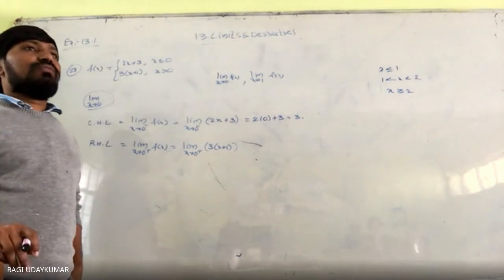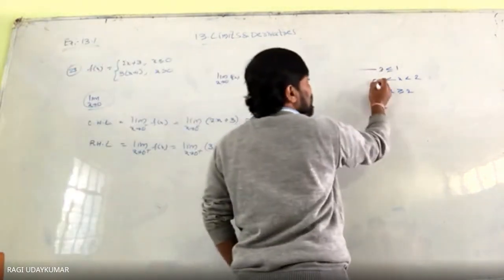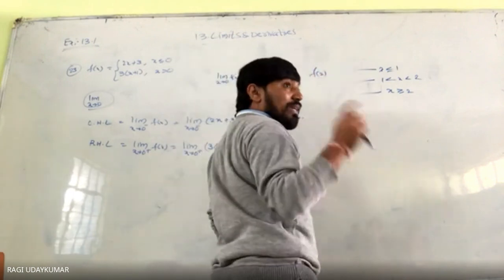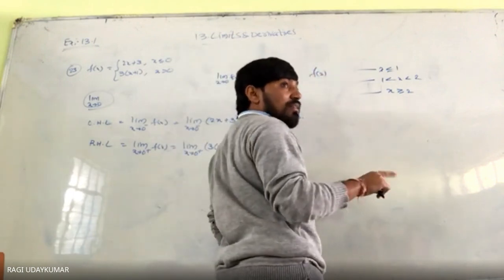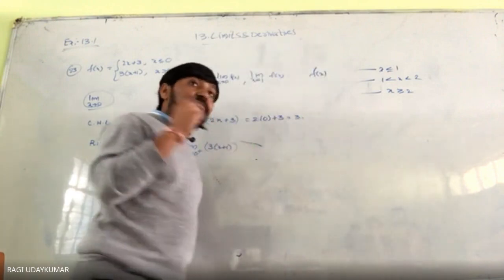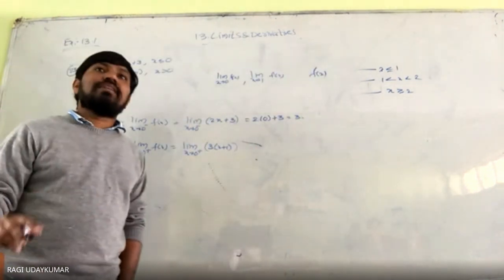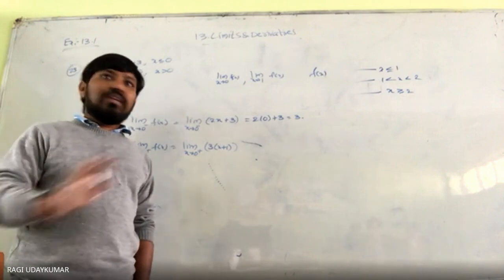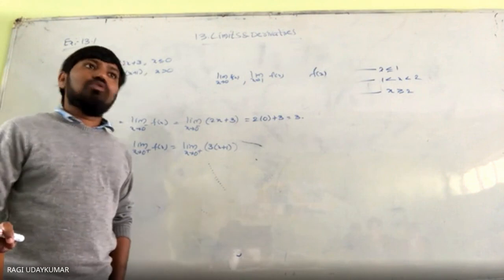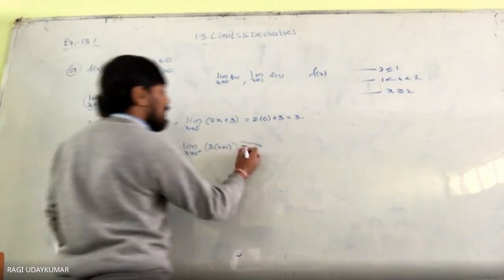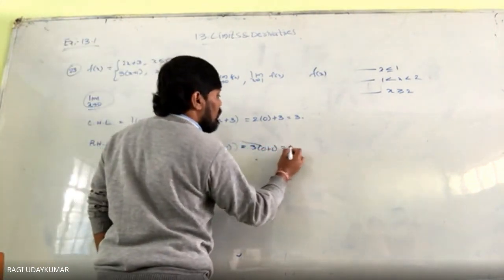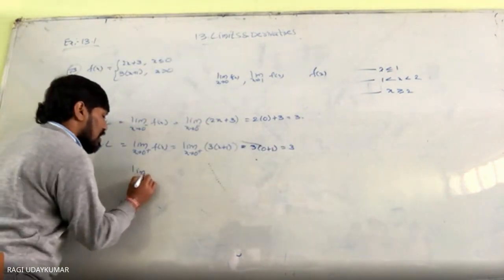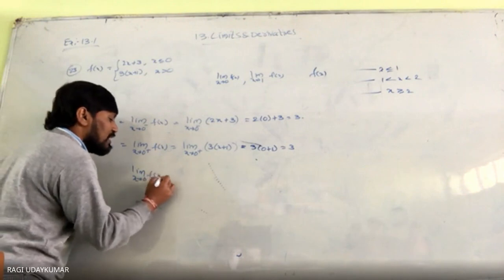Whenever a function is given to you like this, at the place of 1 and at the place of 2 you find the left hand limit and right hand limit. Suppose it is asking the limit as x tends to 5; there is no need to find the left hand limit and right hand limit, because you will get the same. Here what you get is 3 into 0 plus 1, which equals 3. As the left hand limit and right hand limit are both equal, you can say that the limit as x tends to 0 of f of x is equal to 3.